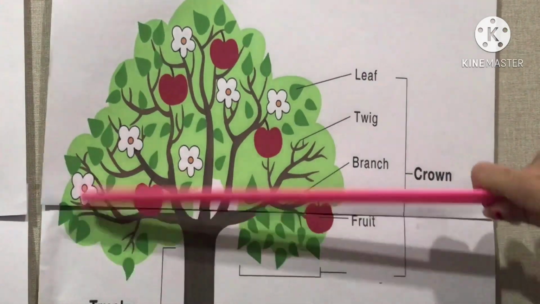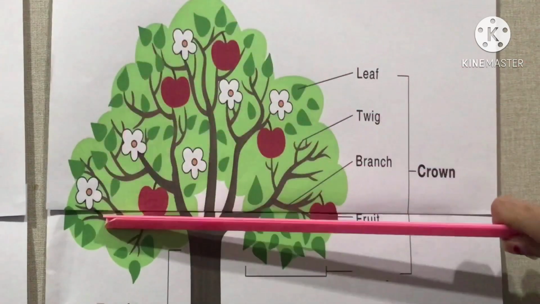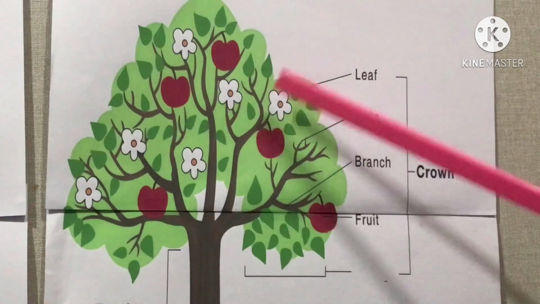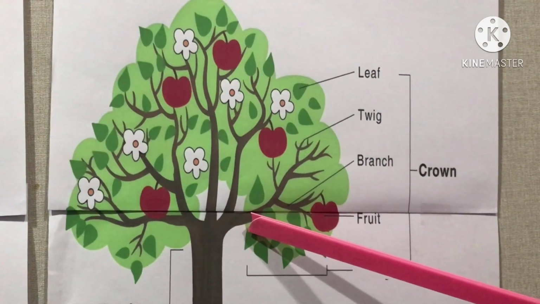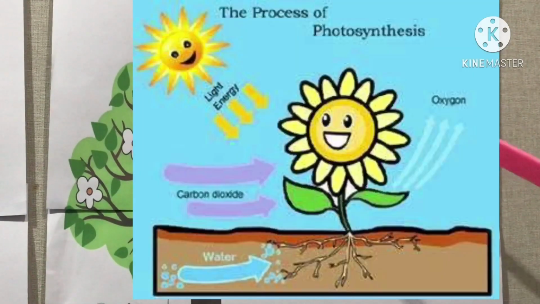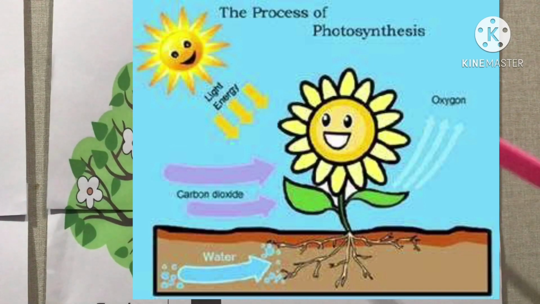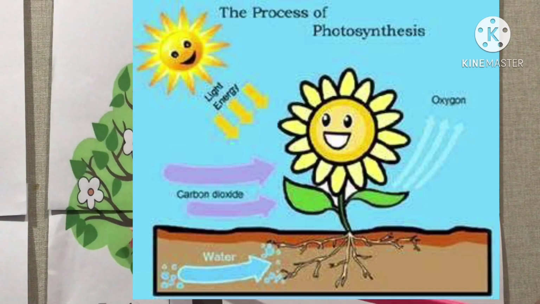Next, from the upper part of the tree, first we have here the leaves. If we say leaves, it also performs photosynthesis. Same as the tomato plant that we discussed earlier, it performs photosynthesis, or it makes its own food.